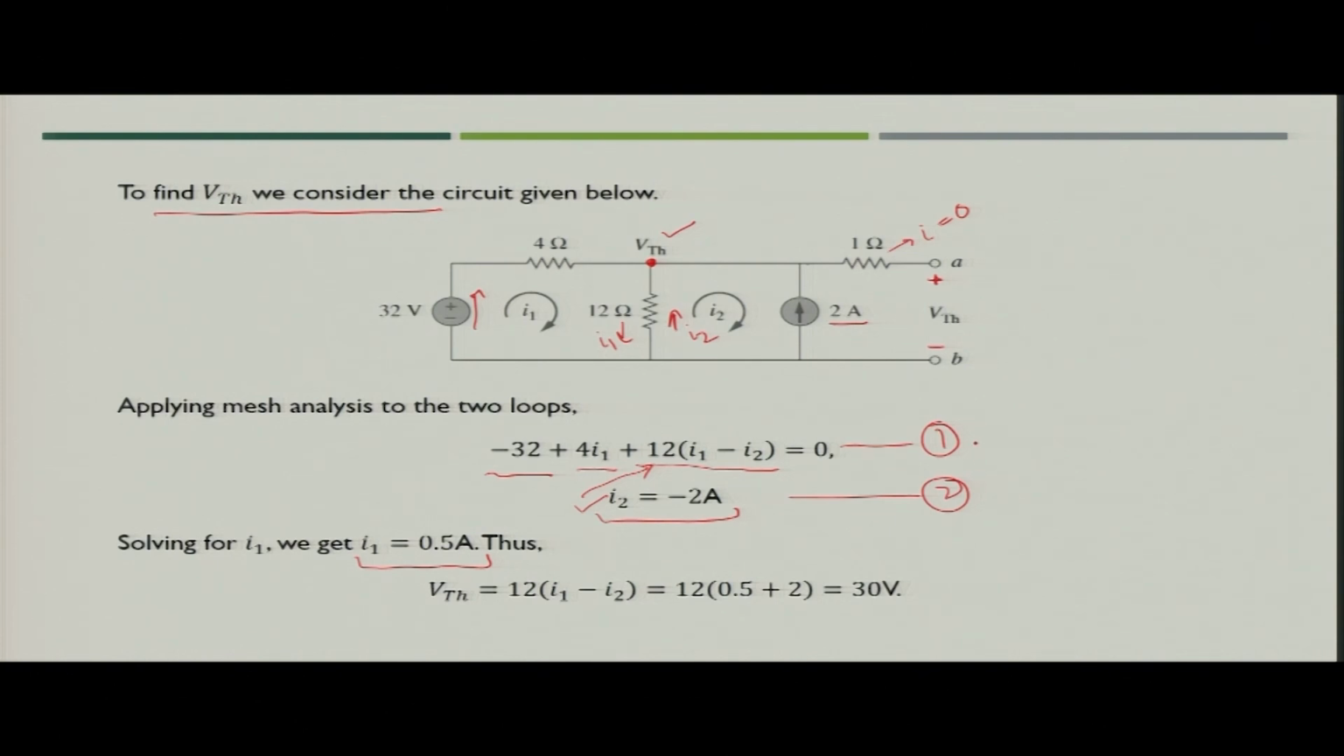Now, as you have got value of current I1 and I2, what you have to do? VTH would be nothing but 12 into (I1 minus I2). So, you can simply write the value of VTH as 12 into (I1 minus I2). Simply put the value of I1 and I2, you will get VTH as 30 volt.